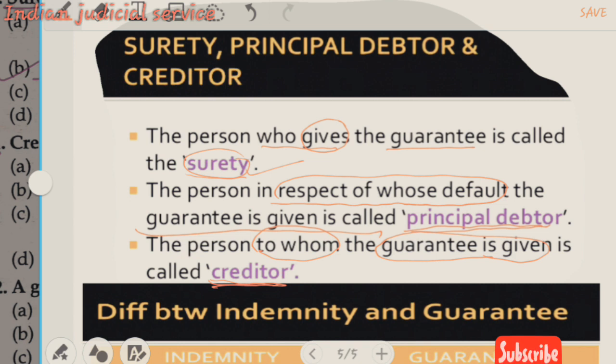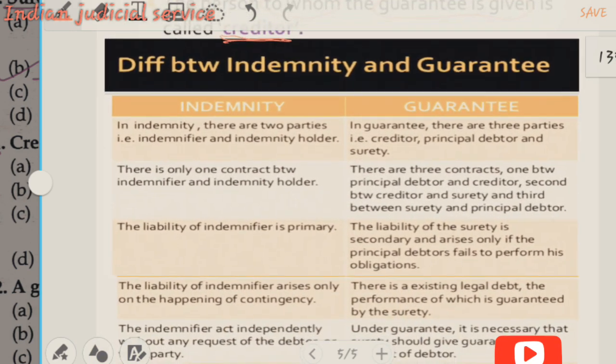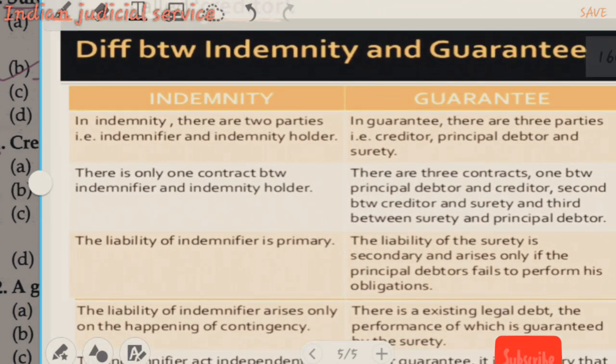Let's discuss the difference between indemnity and guarantee. In the first point, in indemnity there are two parties, namely the indemnifier and the indemnity holder. In the case of guarantee, there are three parties. These are very important keywords. In indemnity there are two parties, and in guarantee there are three parties: the creditor, the principal debtor, and the surety.